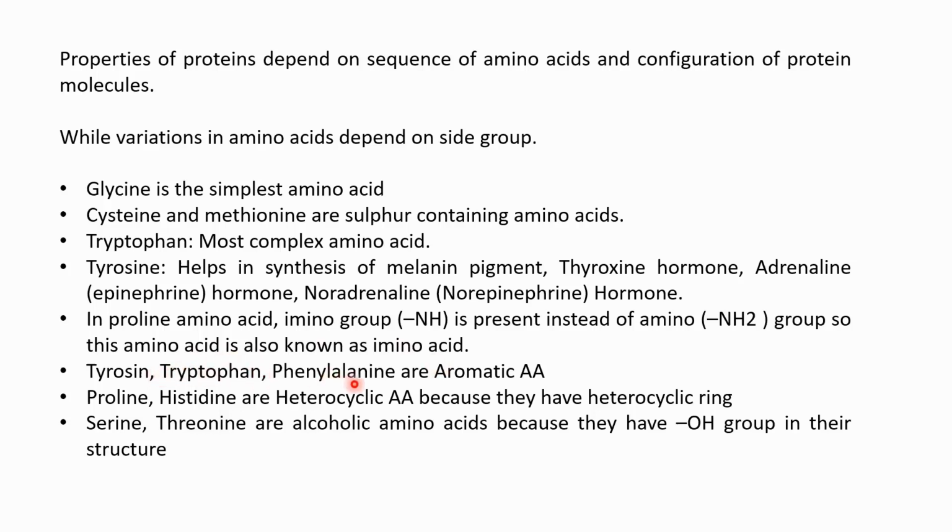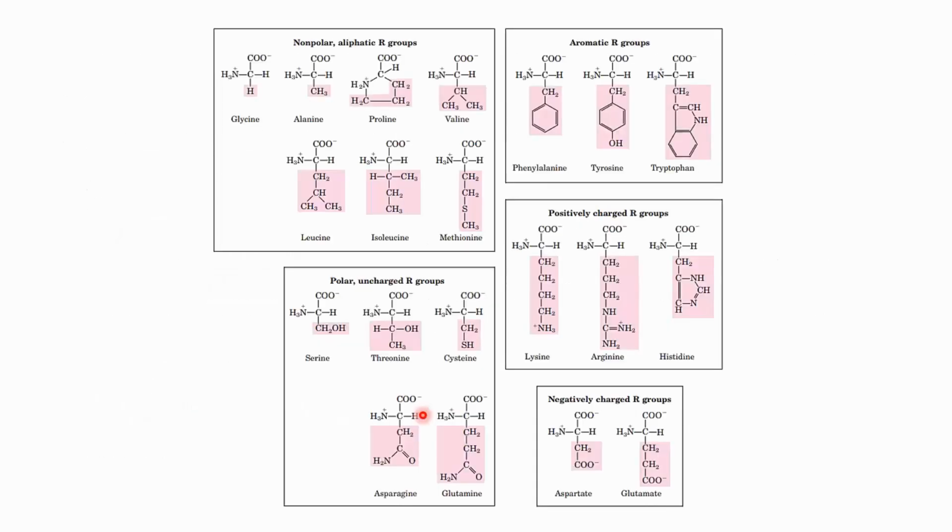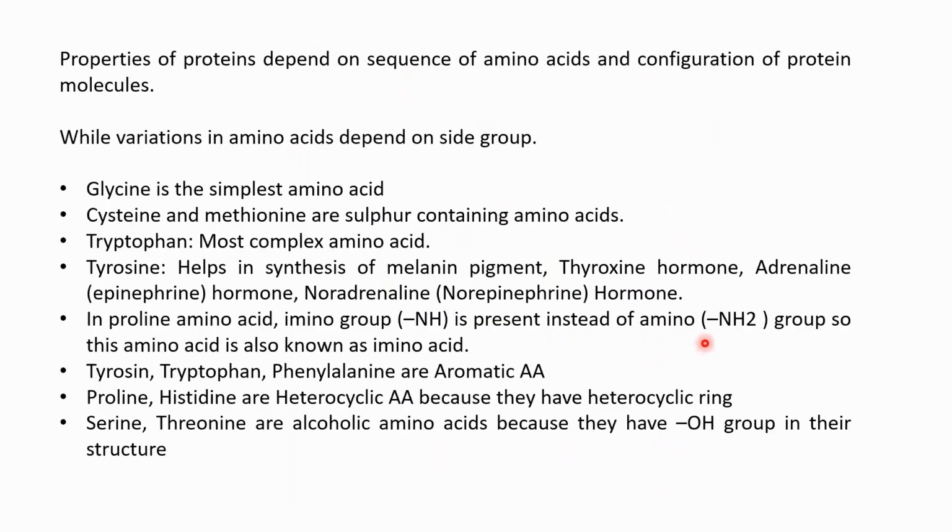Tyrosine, tryptophan, and phenylalanine are the aromatic amino acids. Proline and histidine are heterocyclic amino acids because they have heterocyclic rings. We can see in this figure that proline and histidine contain heterocyclic rings, so they are known as the heterocyclic amino acids. Serine and threonine are alcoholic amino acids because they have an OH group in their structure.